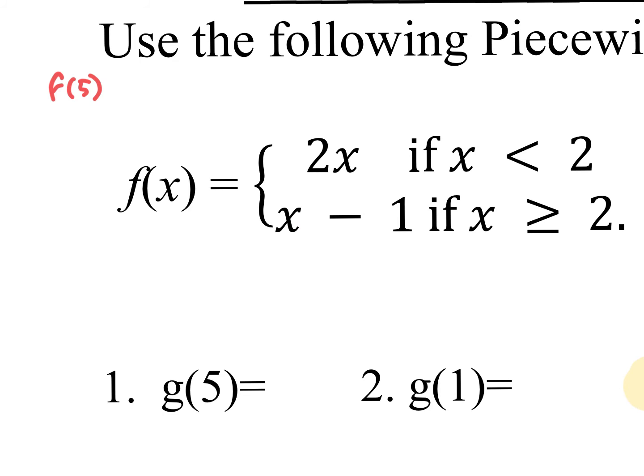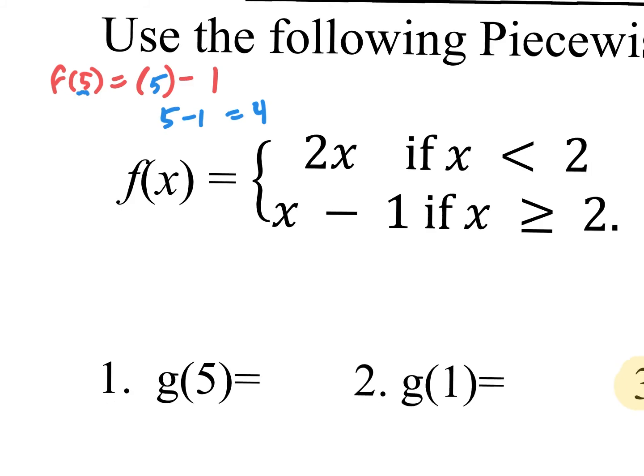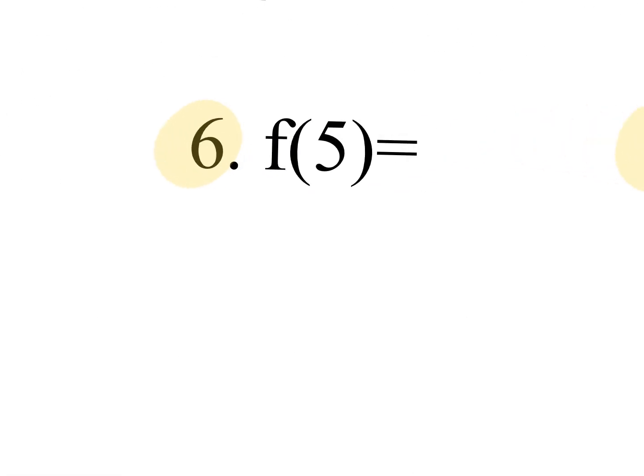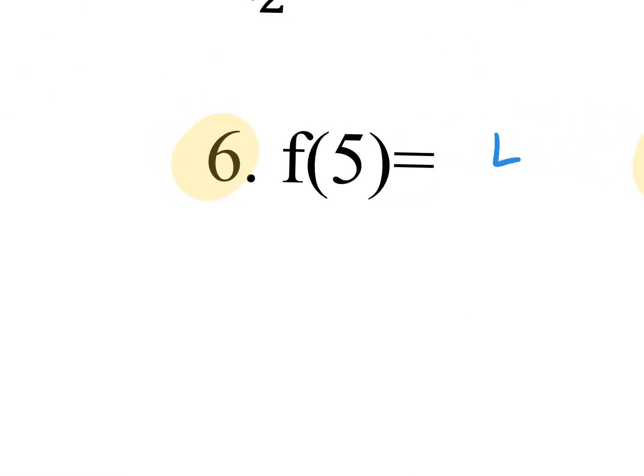The answer would be 4, because x minus 1, and you plug in this 5, it's going to be 5 minus 1, which is 4. So that's your answer for f of 5. F of 5 will be the answer 4. Again, it was 5 minus 1, which gave us that answer 4.